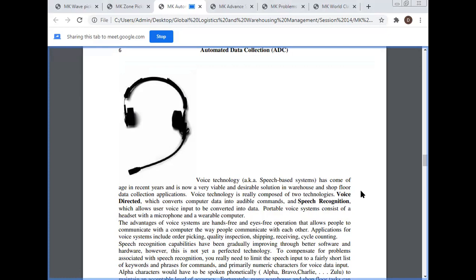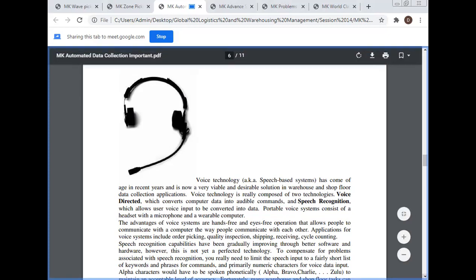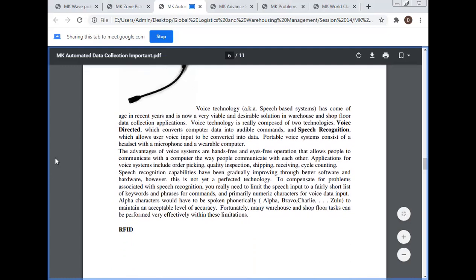A portable voice system consists of a headset with a microphone and a wearable computer. The advantages of the voice system are hands-free and eyes-free operation that allows people to communicate with a computer the way people communicate with each other. Applications for voice systems include order picking, quality inspection, shipping, receiving, and cycle counting.